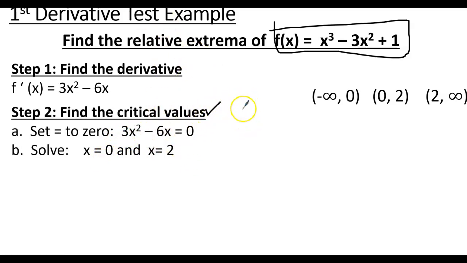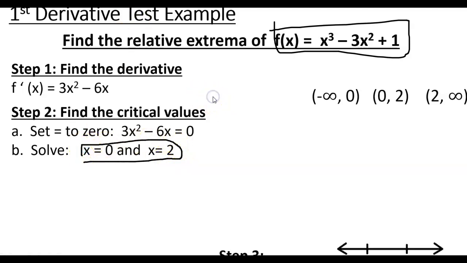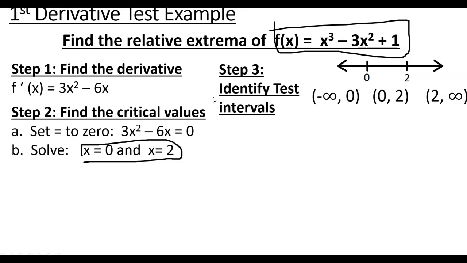Another thing you're supposed to do to find critical values is find where it's undefined. But I didn't do that here because polynomials are never undefined, so there is nowhere that it's going to be undefined. But when you find your critical values, you do look for the places where it's both undefined and equal to 0. And by doing that, I get 0 and 2. So those are my critical values, and that's where the relative extrema could possibly occur.